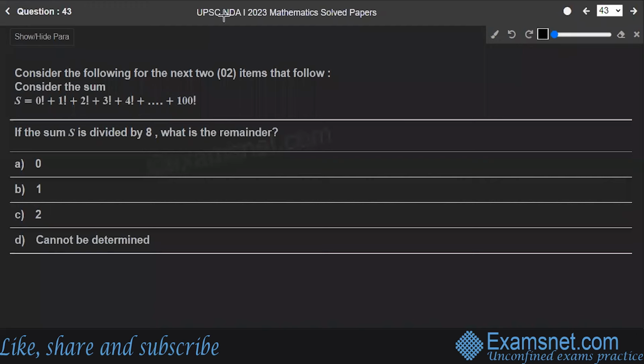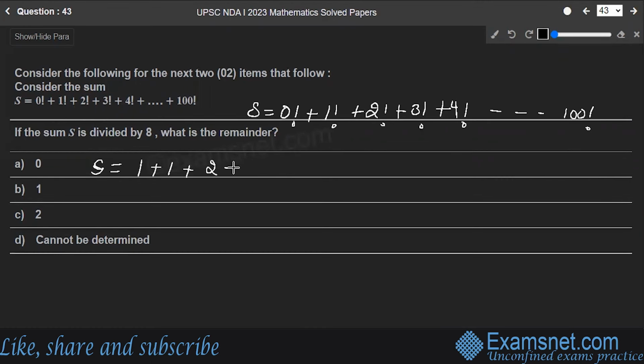Question number 43, again the same thing. 43 and 44 questions will be based on this same statement. Let's write down the statement. It's a factorial problem. S is equal to 0 factorial plus 1 factorial plus 2 factorial, 3, 4 factorial, so on till 100 factorial. Let's open it. You can write S as equal to 0 factorial is written as 1 plus 1 plus 2 plus 6 plus 24, so on till 100 factorial. You can write it as 10 plus 24 plus so on till 100 factorial.